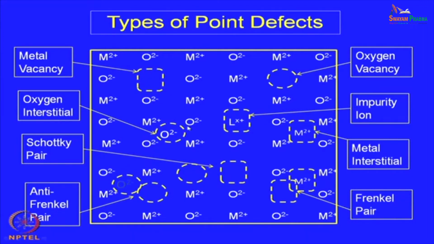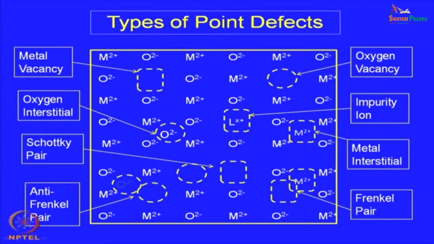In addition to the vacancies, we can have interstitials. For example, this is an oxygen interstitial. An oxygen ion should not have been there, but an additional oxygen ion has been introduced in between the normal lattice sites. So, this is an extra oxygen ion in an abnormal site, an interstitial position between the normal lattice points, and that is why it is called an oxygen interstitial. So, this is an oxygen interstitial point defect.